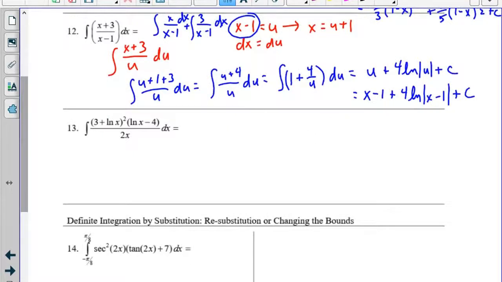All right, let's take a look at problem 13. There's a lot of complicated stuff. Again, if I just make u equal to x, that won't do anything.